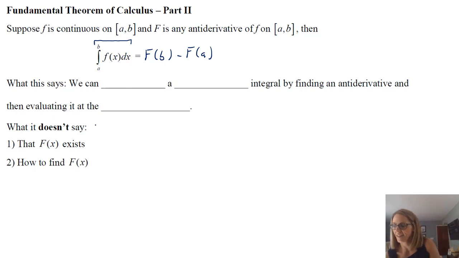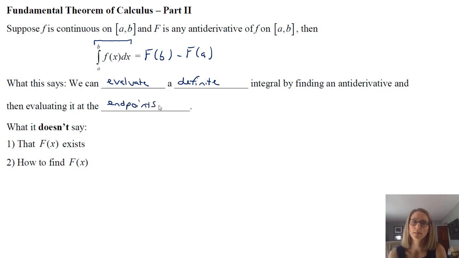What this says is that we can evaluate a definite integral by finding an antiderivative and then evaluating it at the endpoints. That is what the fundamental theorem of calculus part 2 says. Now it doesn't say that the antiderivative exists, and it doesn't tell us how to find it. So it is helpful, but maybe not as helpful as it could be.